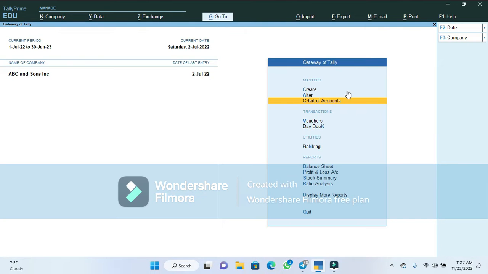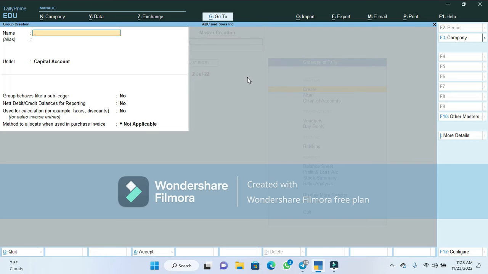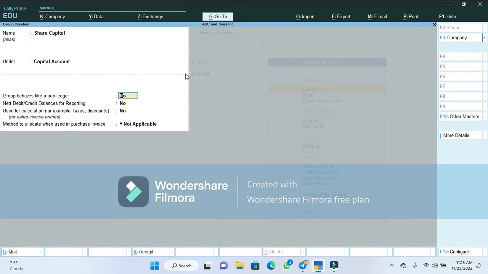So let's escape to the gateway of Tally. Then we go to create. Then we go to group. We are creating a share capital account. The categorization is capital account, and we want the group to behave like a subledger. So we say yes by typing Y and entering throughout to accept.